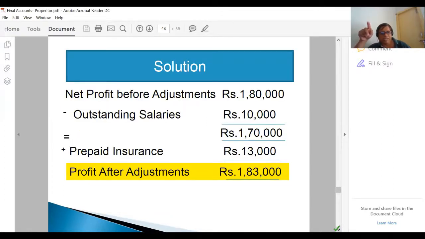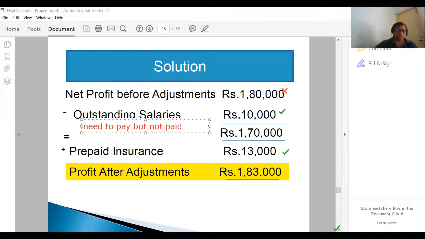So what we have done is, net profit before adjustment we have taken. Outstanding salary, that we have reduced. Prepaid we have added. So profit after adjustment is 1,83,000. So outstanding means we need to pay. Anyway, we have not paid. Need to pay but not paid. Prepaid insurance is paid in advance.